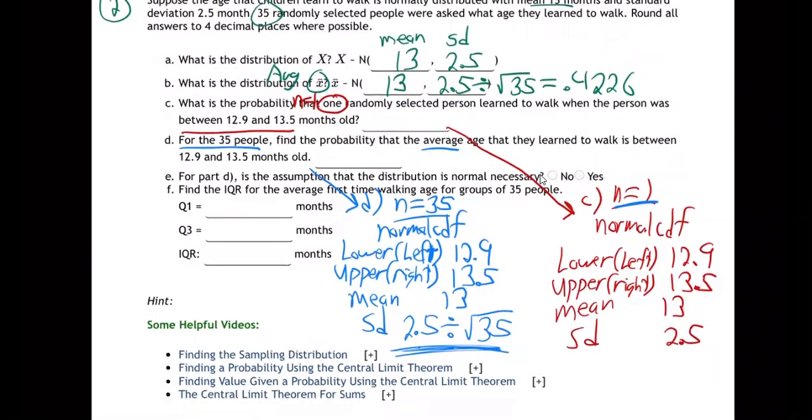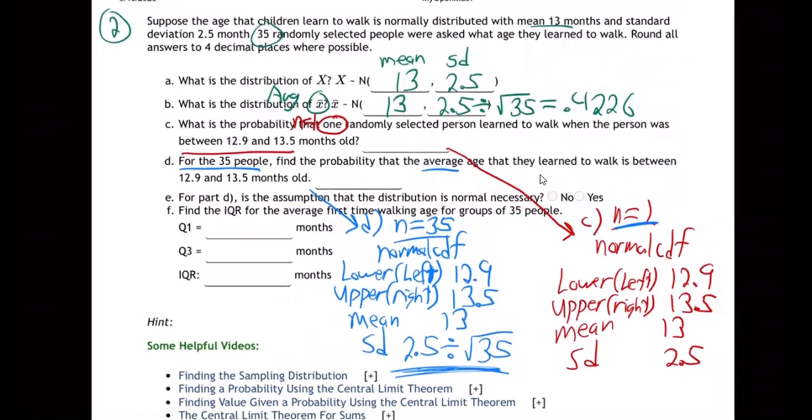So for part E, it asks the question, is the assumption that the distribution is normal necessary? Do you have to have it? Do you have to know that the distribution is normal? What's the answer there? No. Right. And why do we not? Why is it no? Because it's over 30. That's it. Yep. Good job.